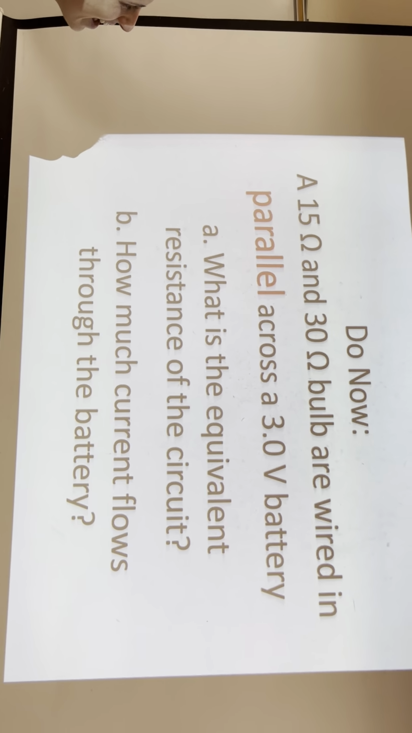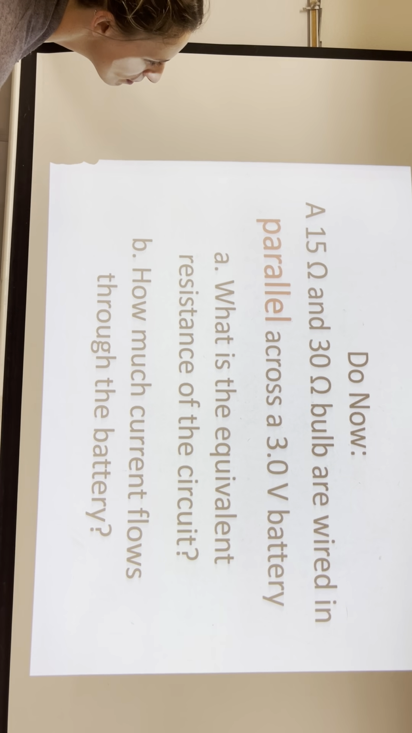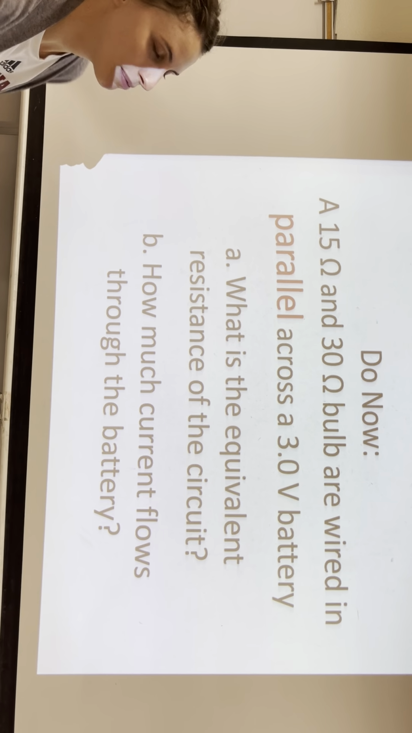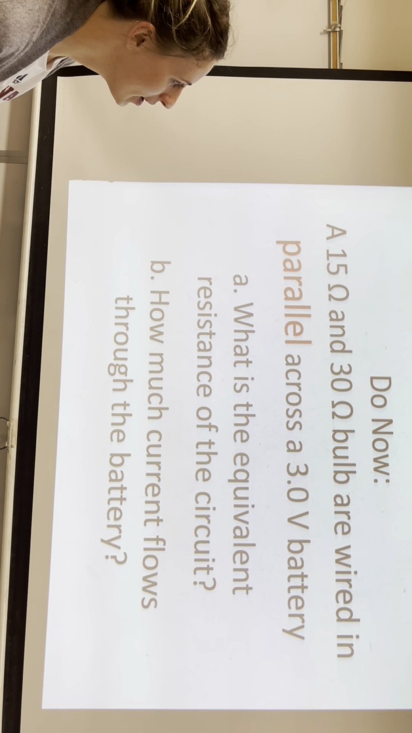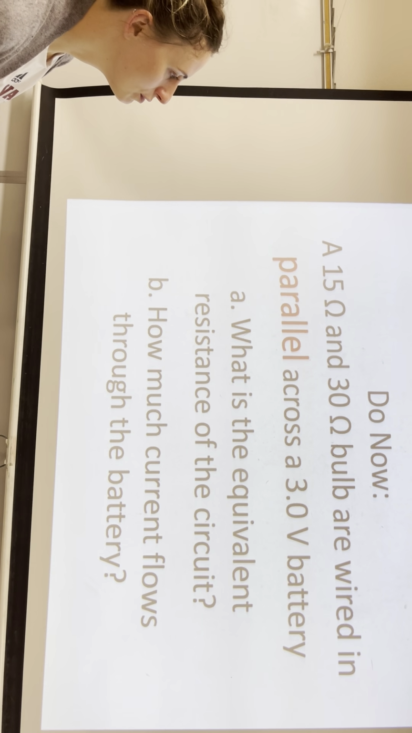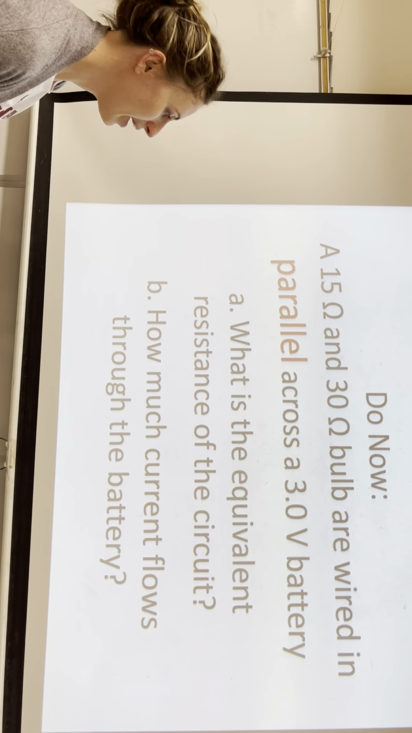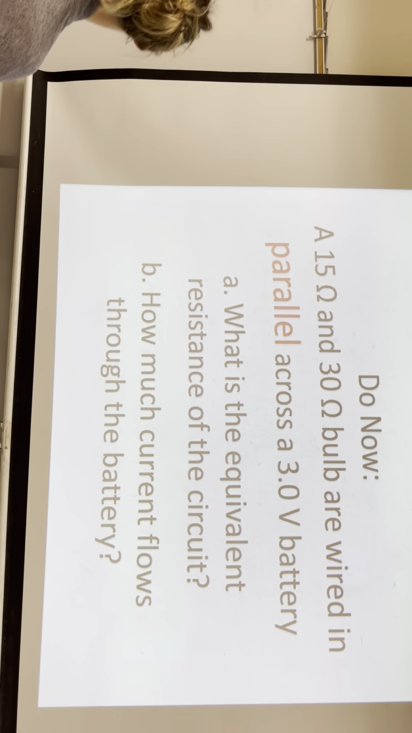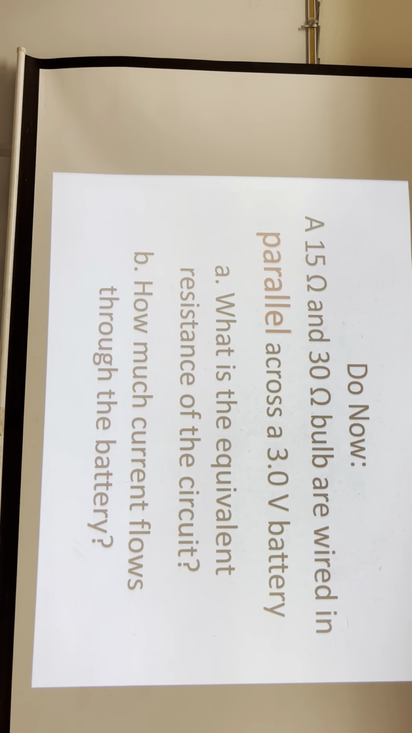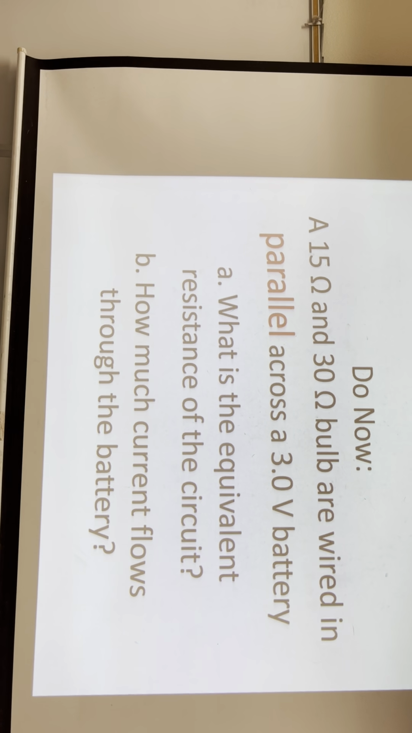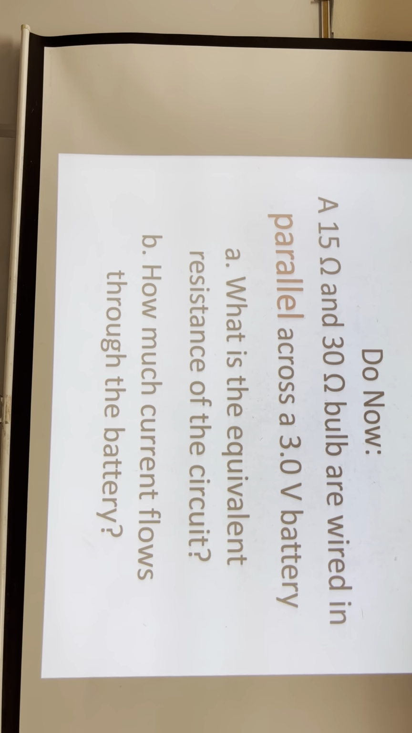Do this now. A 15 ohm and 30 ohm bulb are wired in parallel across a 30 volt battery. What is the equivalent resistance of the circuit and how much current flows through the battery? Start with a diagram. So pause this, see what you can do. Take a look at your notes from yesterday.